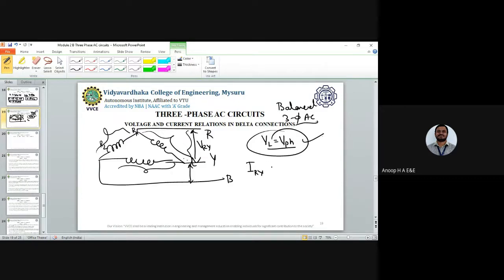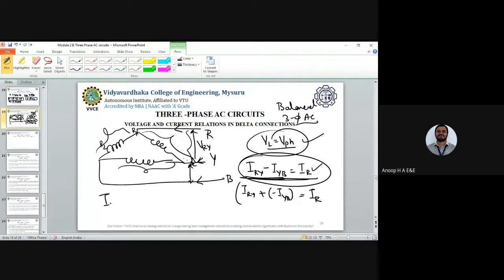Next, I'm talking about the current. I want to find out the line current, which is the current flowing through the lines. So this is IR, IY and IB. So IRY minus IYB would be equal to IR. You can see the notes there. So you will have the line current, which is given as IRY plus or minus IYB. You can find it like that, and you will get the line current.